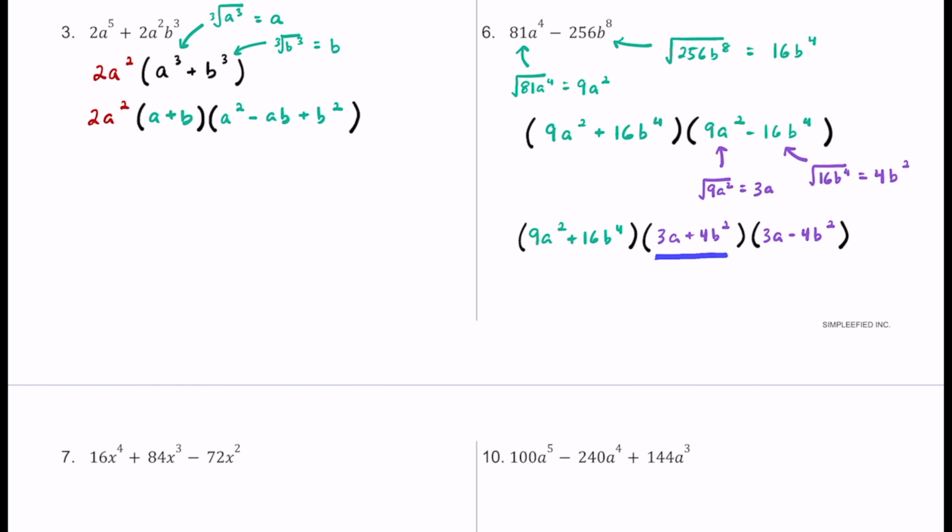It's a binomial, so it can't be factored either. And this is a difference, but it's not a difference of squares, even though 4b squared is a perfect square, 3a is not. So this would be completely factored now.